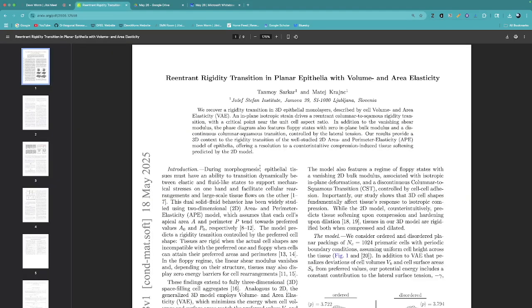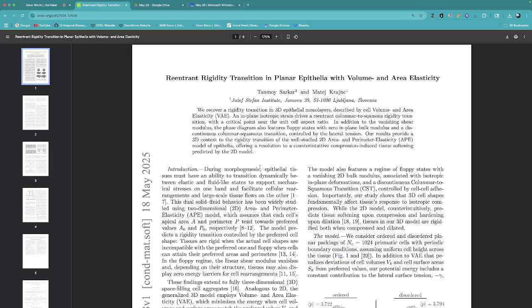An in-plane isotropic strain drives a reentrant columnar to squamous rigidity transition. And so they talk about reentrance. And this is, I guess, kind of this property. You hear this term a lot in neuroanatomy. I think it's basically feedback. But they're talking about this sort of property again of this entire sheet, not just single cells. It's describing the sheet plus the interactions when a strain or a stress is applied, with a critical point near the unit cell aspect ratio.